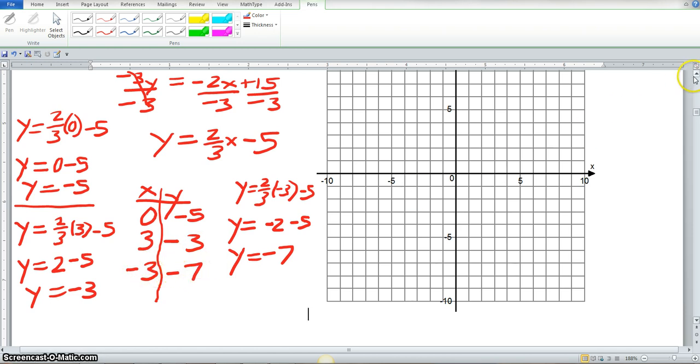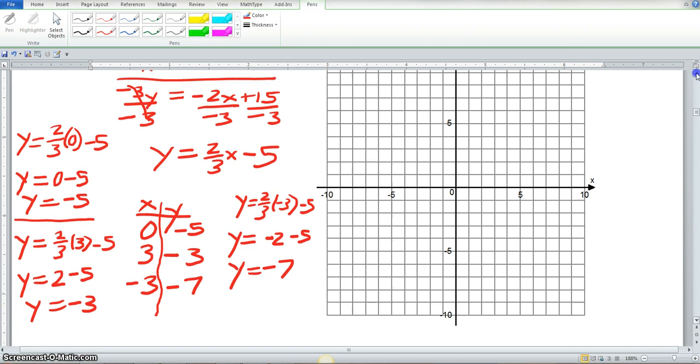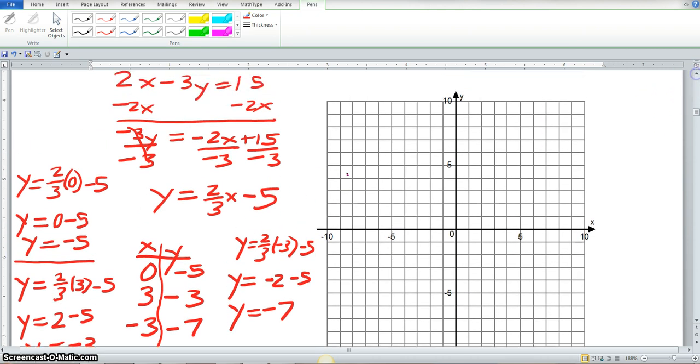So now we will go through and graph. Let's take these values here. We have 0, negative 5. So we will plot that point here. We have 3, negative 3. So we'll go 1, 2, 3, and 1, 2, 3. And then we will do negative 3, 1, 2, 3, and then negative 7. So we'll go down 7.